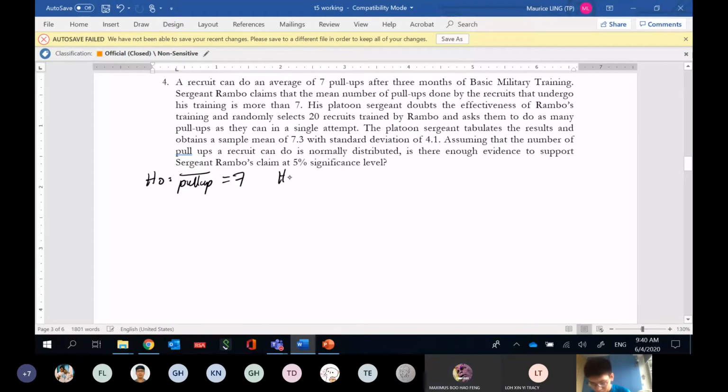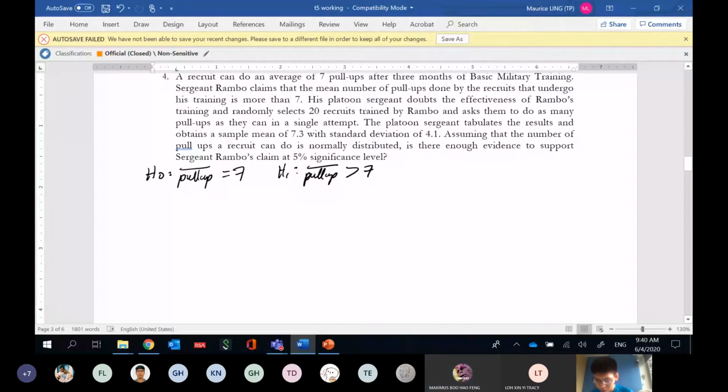Alternate hypothesis: the average pull up is more than 7. Okay, more than 7. So this is a one-tail test. Okay, so the alpha? Alpha is 0.05.